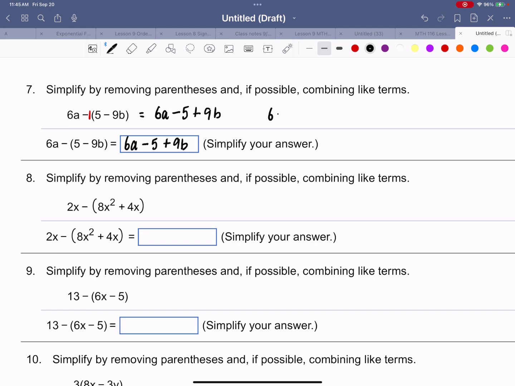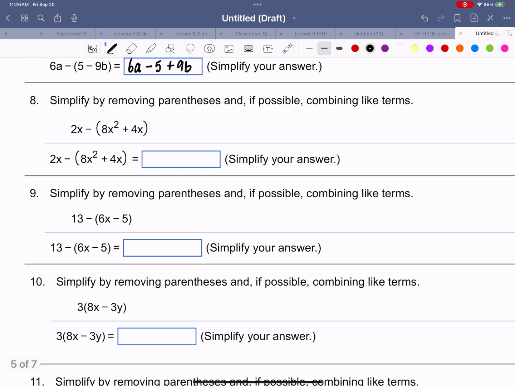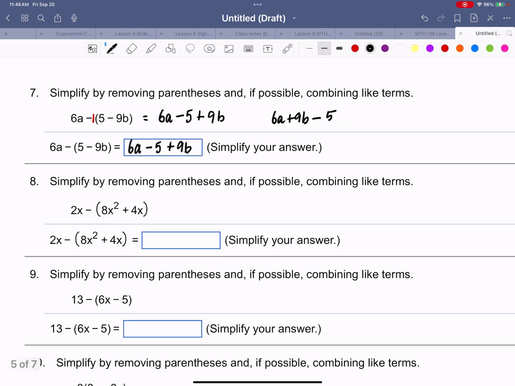You could write 6a plus 9b minus 5. And that might, in fact, be the better format of the answer because you've got the number in the back and the two variables in alphabetical order in the front. But any order is fine as long as the 6a is positive, the 5 is minus, and the b is also positive. And no like terms. Look, we can't combine because there are no like terms.